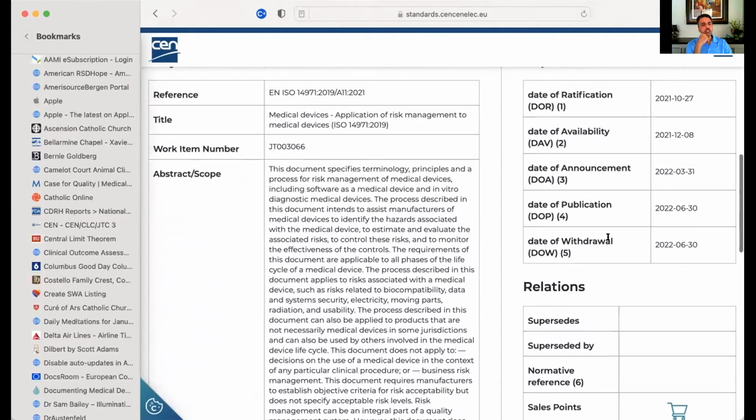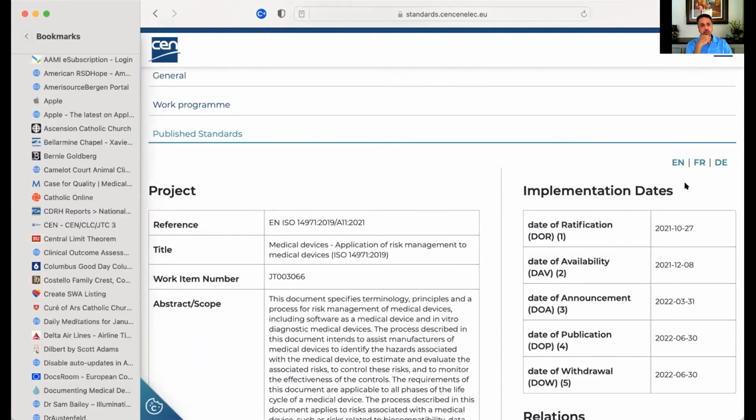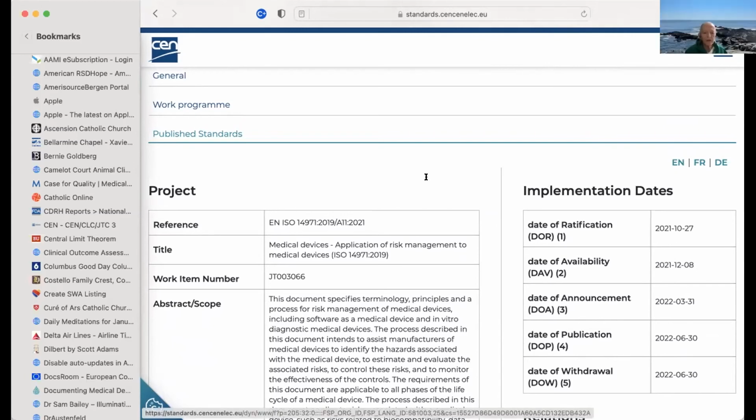This is kind of strange because I thought 14971... Oh no, okay. So it's conforming to the regulation, the EU-MDR. Okay. Yeah. So now here's the version you look for. Again, EN ISO 14971:2019/A11:2021. The A11 is the amendment, okay? Because it's a European amendment, it got the number 11, okay?